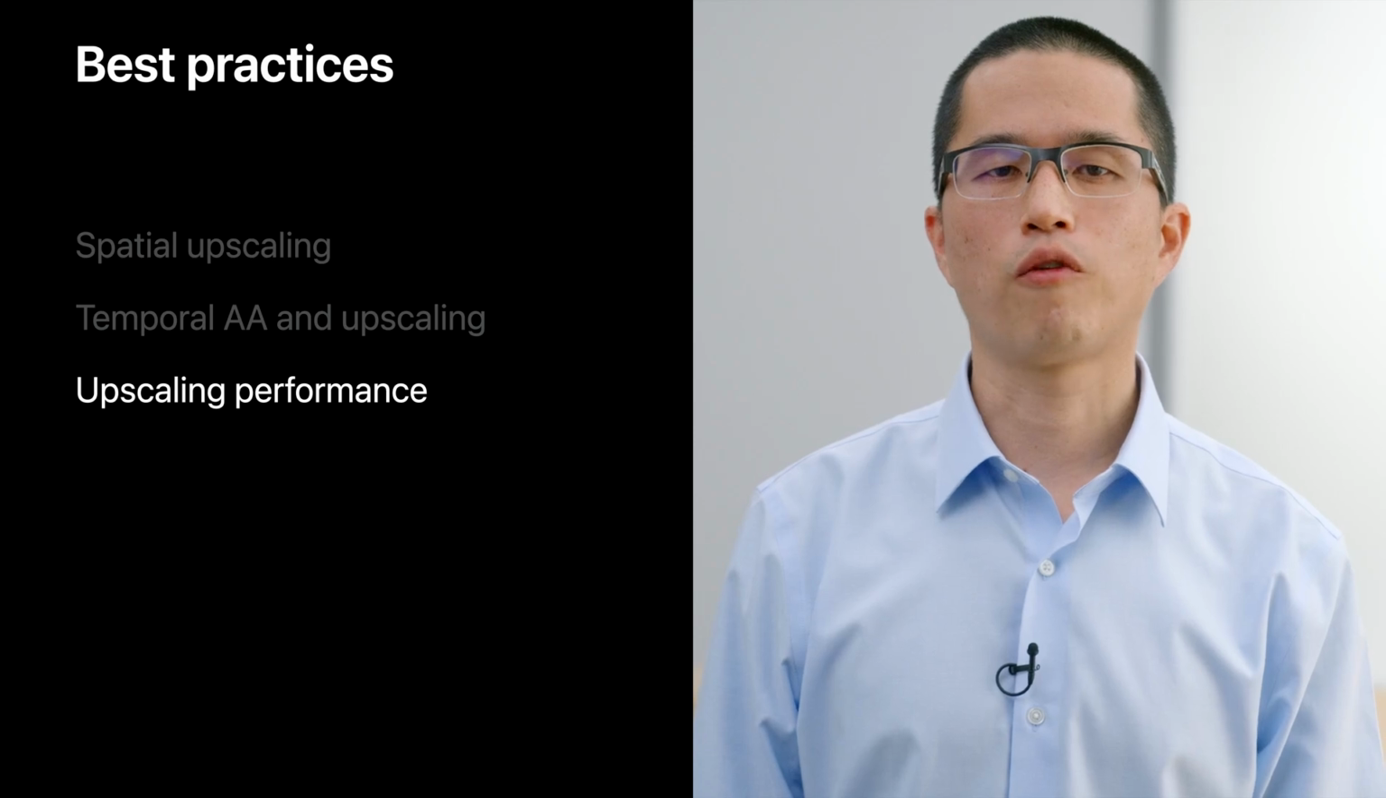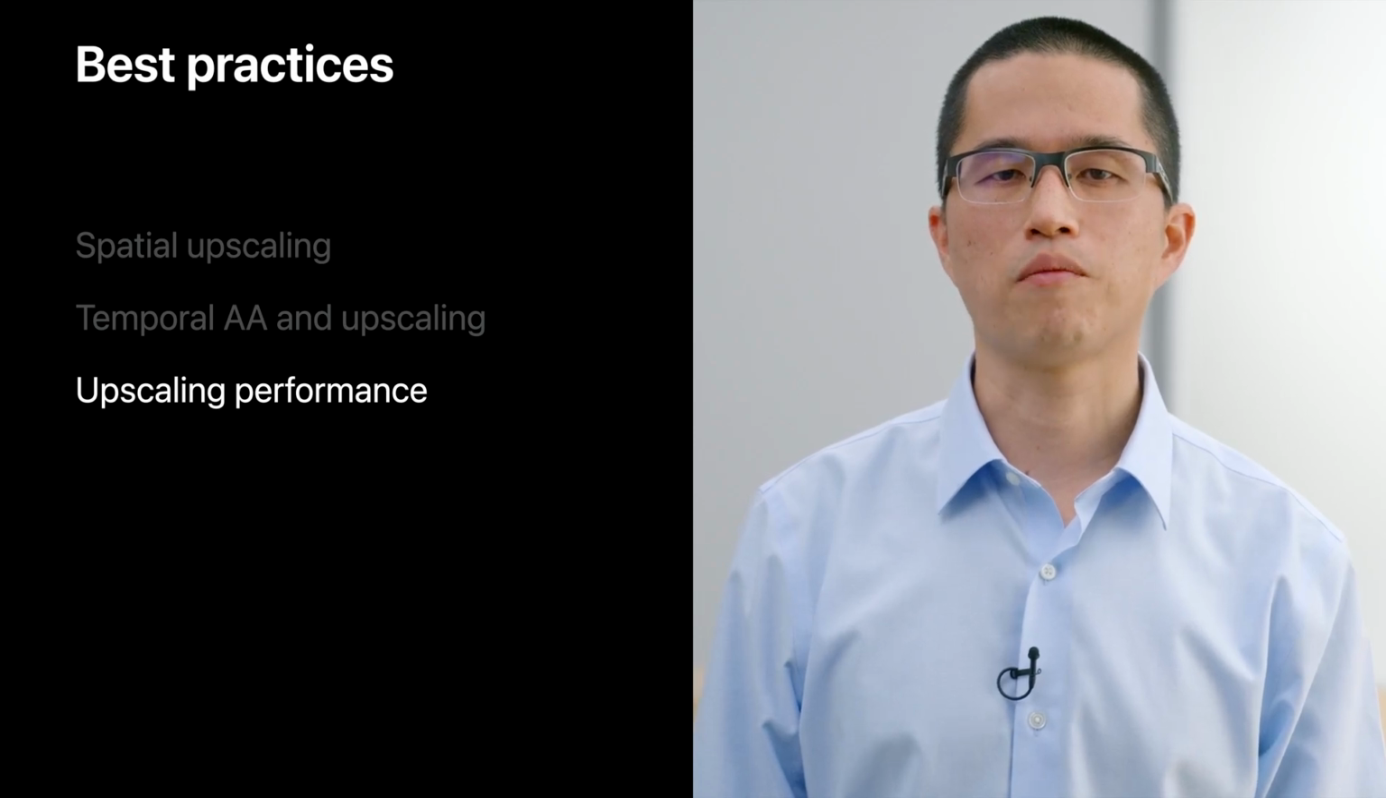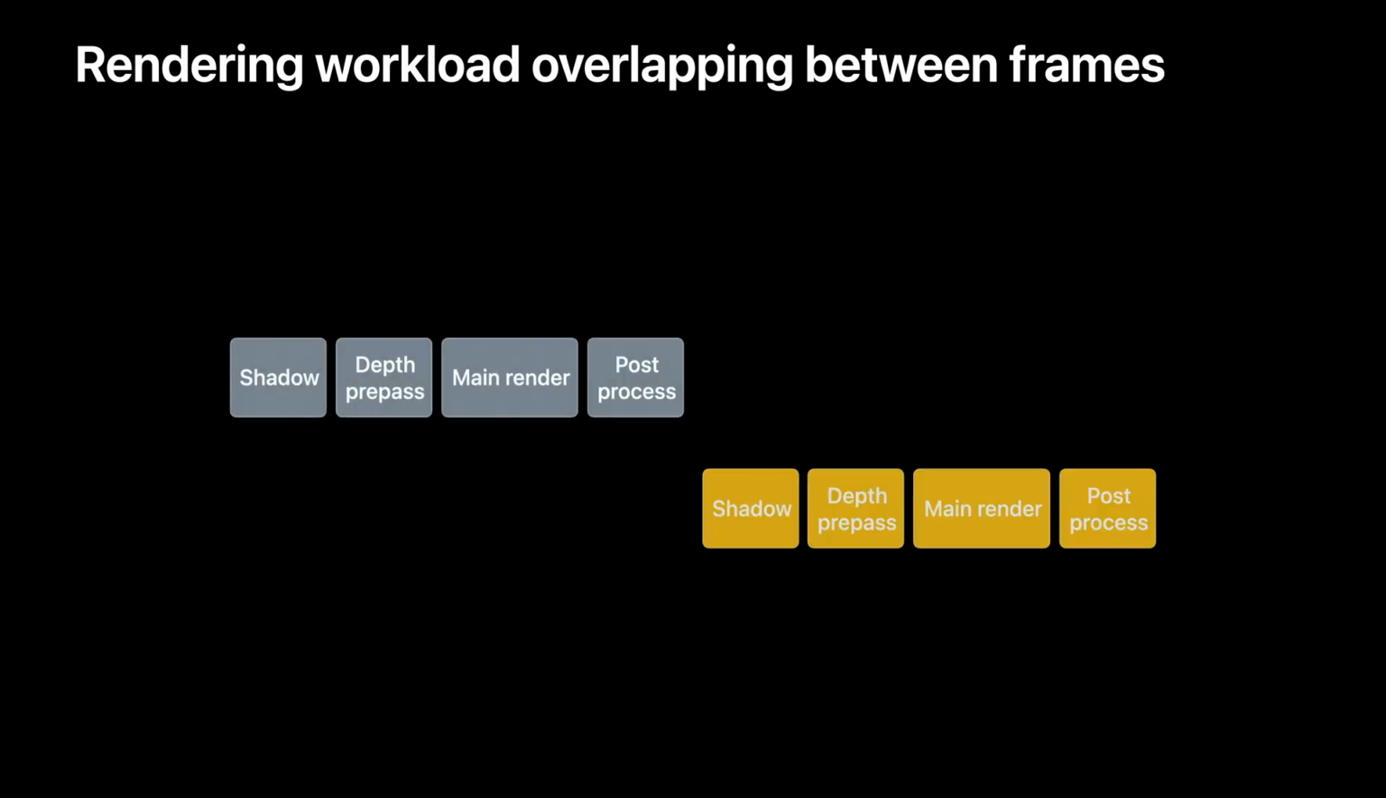Finally, I'll cover performance best practice when using MetalFX upscaling. To get the best performance with MetalFX upscaling, you should be careful to avoid binding the same resources for reading and writing in 2 non-dependent render or compute passes. Doing so creates false dependencies. In Metal, it's always a good idea to avoid false dependencies, but this is especially important for MetalFX upscaling, as I'll describe next. In this example, there are 2 frames.